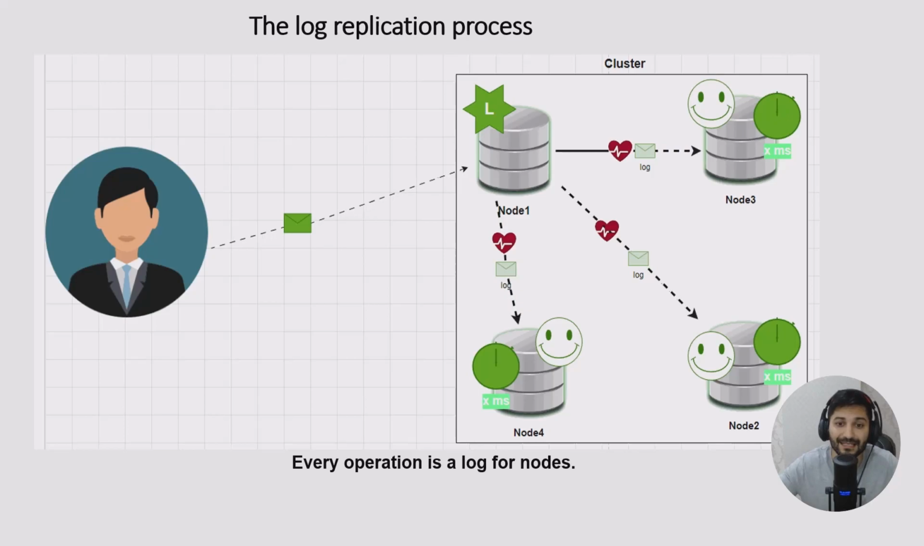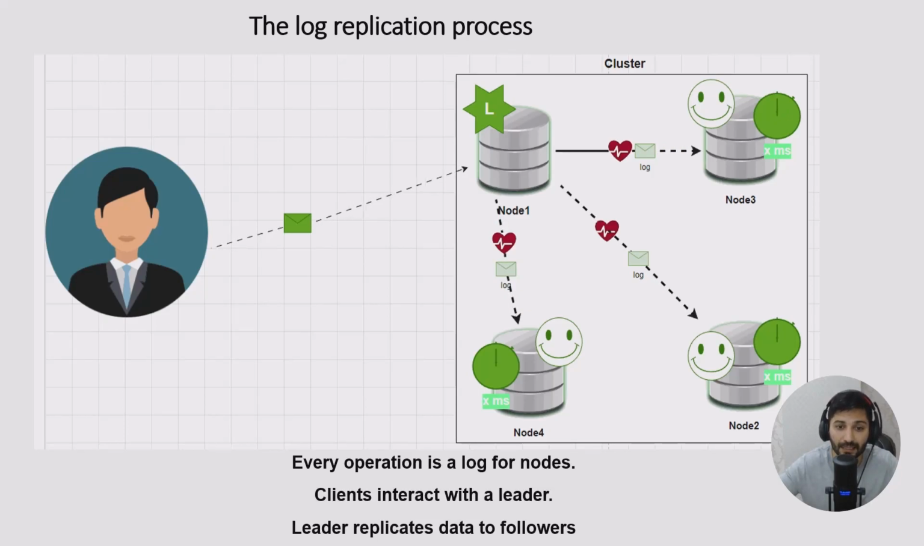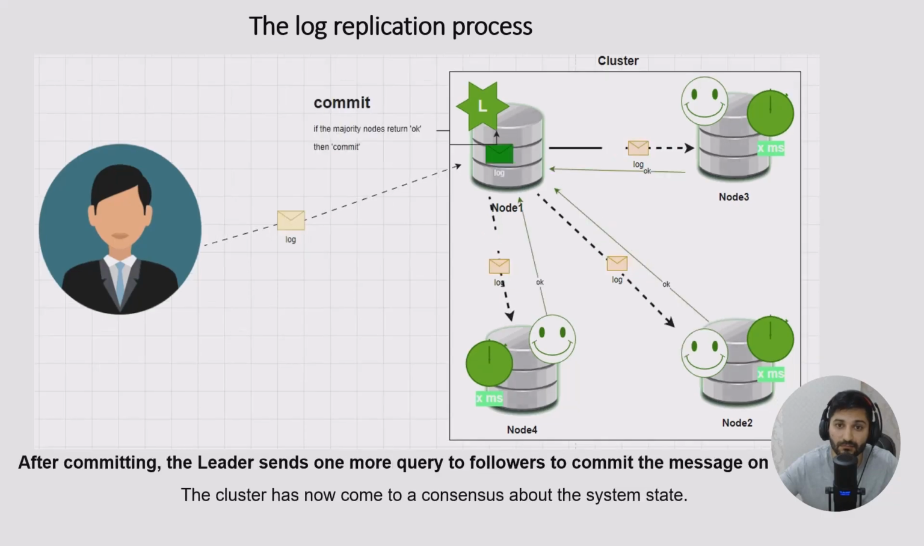Every operation is a log for nodes. Clients interact with the leader, and the leader replicates data to followers. That's all. When we send this information to the followers, our followers should respond with okay to the leader, and only in this case will the leader commit this information. If the majority of nodes return okay, then commit. This is the actual simple logic in our leader.